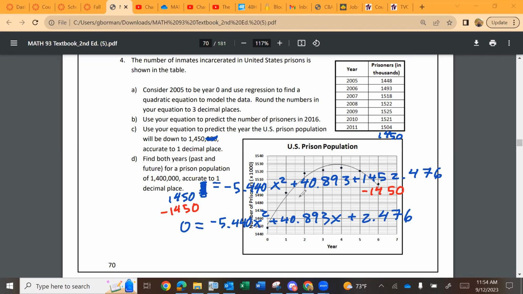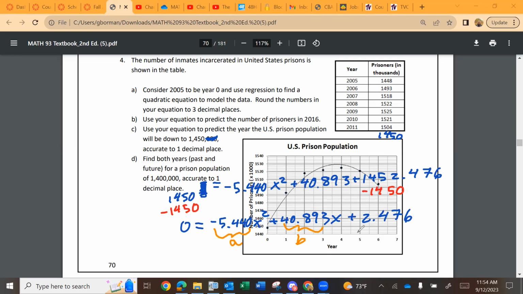Now here's the deal. Now we have to use what's called the quadratic formula. If you've done it before, great. Once you have a 0 over here, then the number multiplied by x squared is called a. So a is negative 5.440. Not negative 5.440 x squared, just the number.